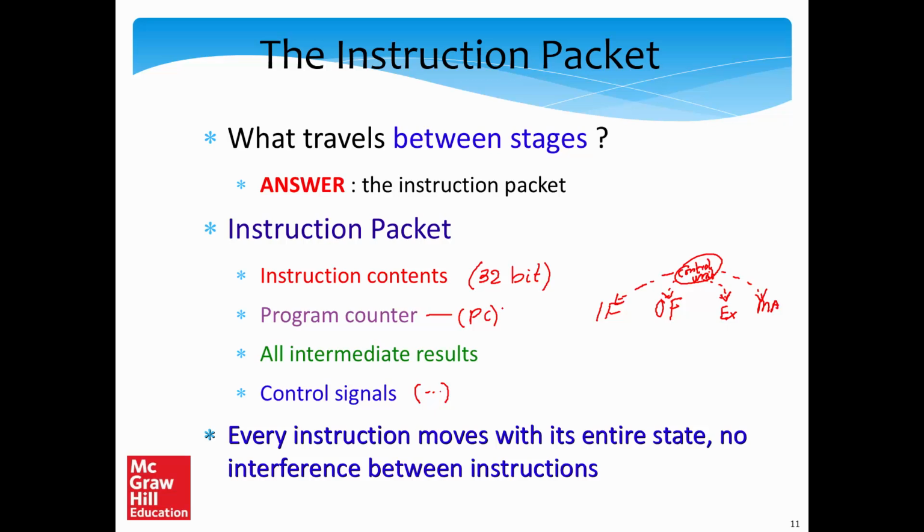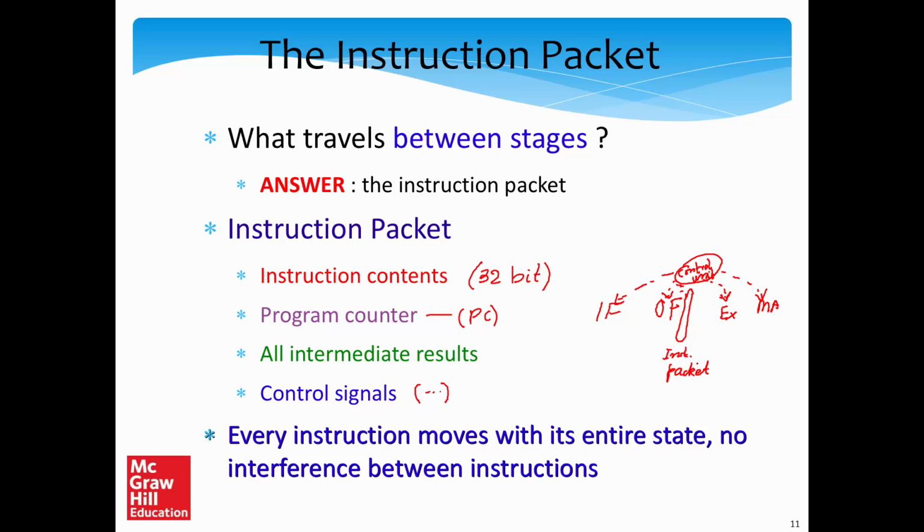So what we do is that when an instruction passes from the IF to the OF stage, it collects all the control signals that are required in the subsequent stages. That is a part of the overall instruction packet, right? Let's call it inst packet. And the inst packet moves from stage to stage, right? So in some stages, some information is removed. In some stages, some information is added.